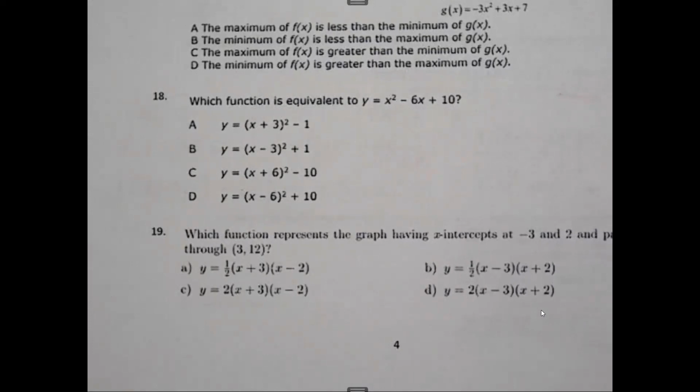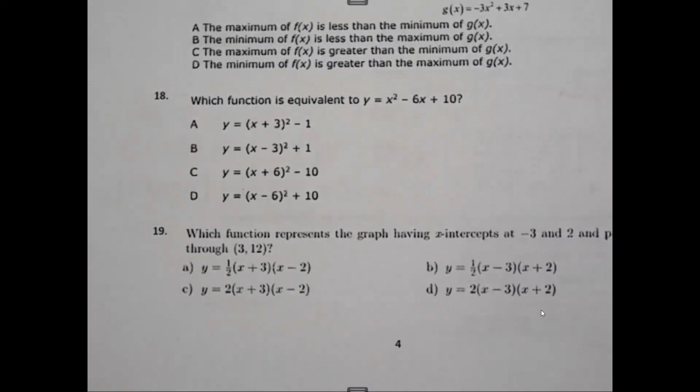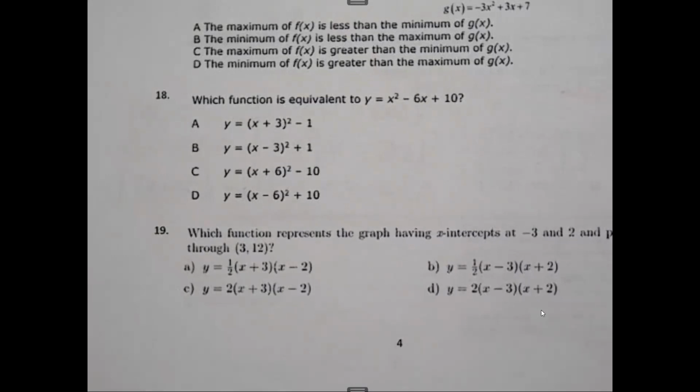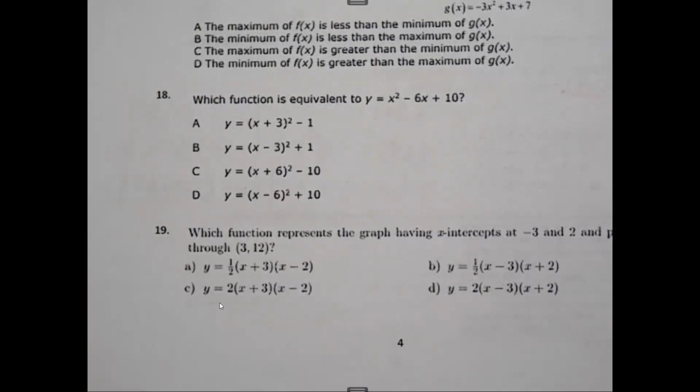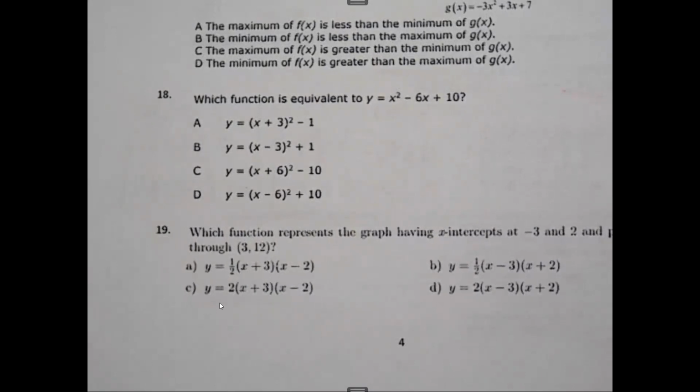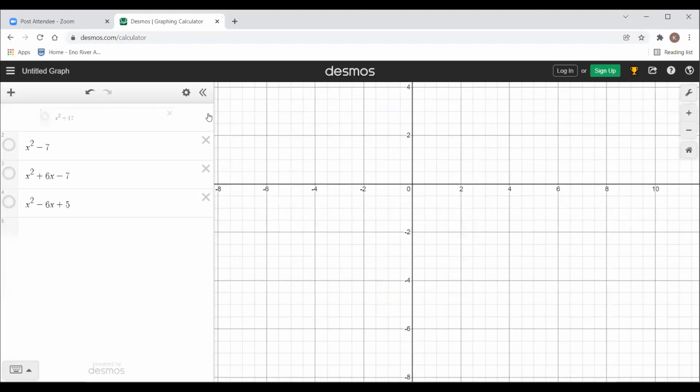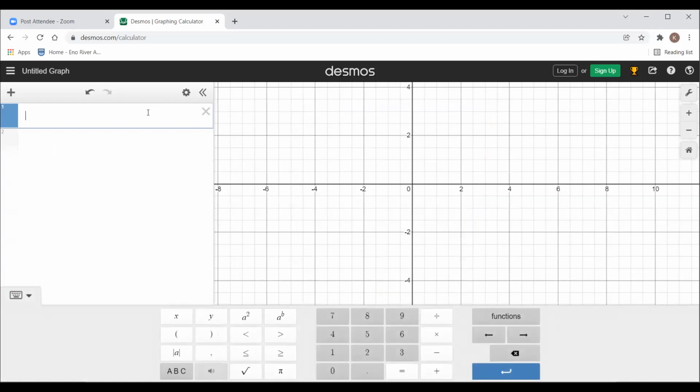Anyone remember how you would do number 18 if you didn't use Desmos? What's the way they intended you to do 18? Anybody know? Completing the square. Yeah, that's how they wanted you to do it. Completing the square is when you'd move the 10 to the other side. Then you take the 6 and divide it by 2 and square it, add it to both sides. We sure did. Yep. So, but instead we type.